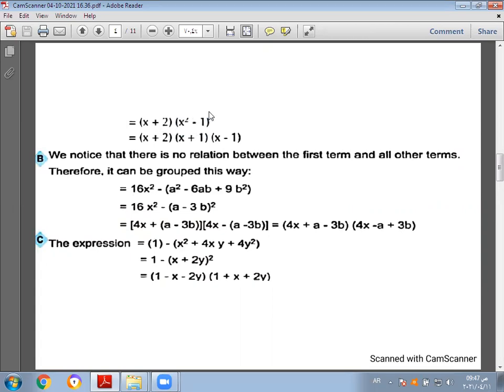Why? Because this bracket is the difference between two squares, x power 2 minus 1. It will make two twins of brackets. X power 2 will be x and x. The signs will be plus and minus, or positive and negative. The square root of 1 is 1, so it will put 1 and 1.